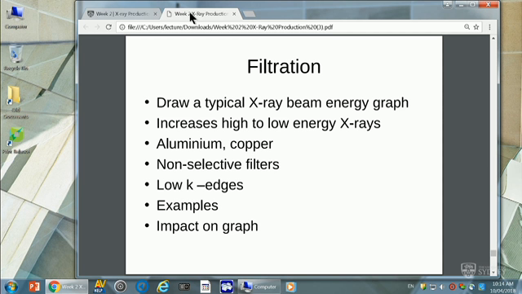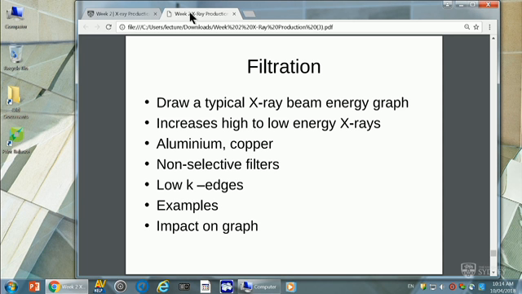Now, just coming back to that term, non-selective filtration. By non-selective, I mean that it's a bit of a crude tool. In particular, I'm talking about aluminium and copper. They are the two filters you're going to come across time and time again. Aluminium is going to be the main filter, in almost every X-ray tube you come across. Occasionally you'll see copper, particularly in pediatric units. Copper is better at filtering the beam.